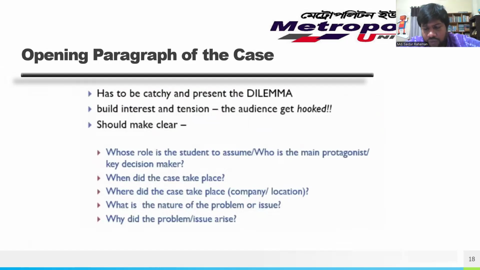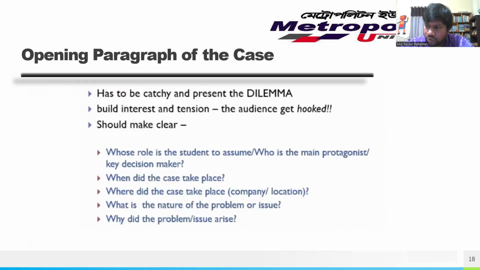Later on, what is the nature of the problem or issue? I mean, the dilemma you have already mentioned in your case. Definitely, you should include it in the case opening paragraph. And finally, why did the problem arise? I mean, why the protagonist or the main character of the teaching case is thinking about the reasons behind raising this issue and falling into a dilemma. So these are the things.